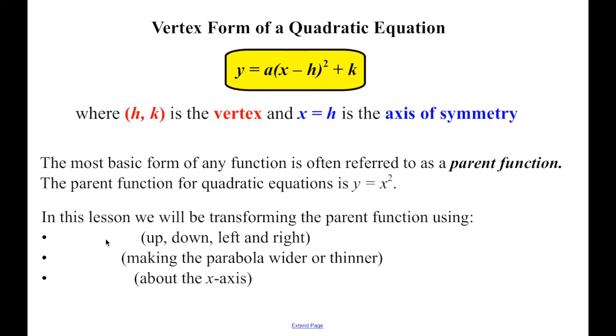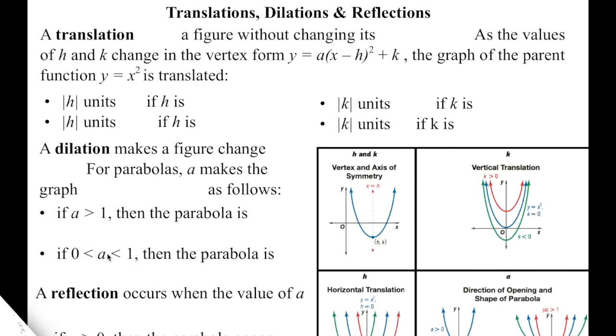So we're going to be doing three different kinds of transformations. We will be doing translations, which are just slides that are either up and down or left or right. We will also be doing dilations, which will make the parabola either wider or thinner. And then the last thing we'll do is reflections, and those you're a little bit familiar with already. So let's start out with a translation.